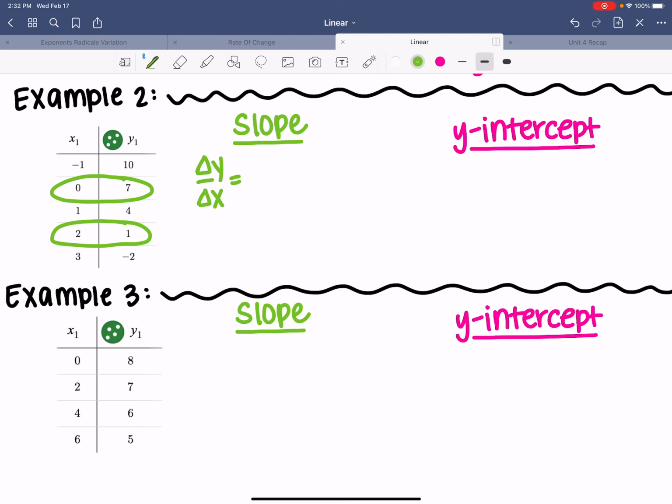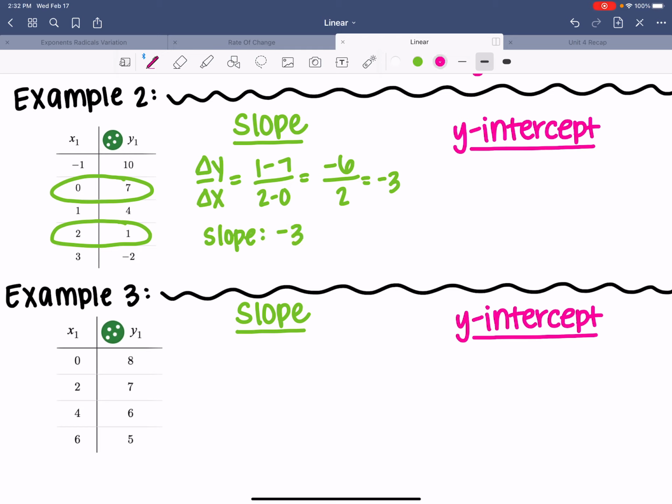So we need to subtract our y's: 1 minus 7 and 2 minus 0. All right, so 1 minus 7 is negative 6. 2 minus 0 is 2. And negative 6 over 2, or negative 6 divided by 2, is negative 3. So the slope here, or the rate of change, is negative 3.